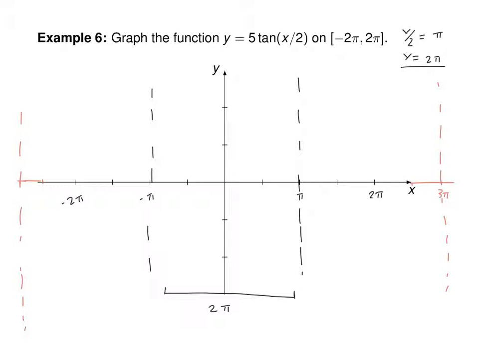But why would it be that far? Because the total distance from asymptote to asymptote is 2 pi. So to get the next one, you add 2 pi to pi. So pi plus 2 pi is 3 pi.